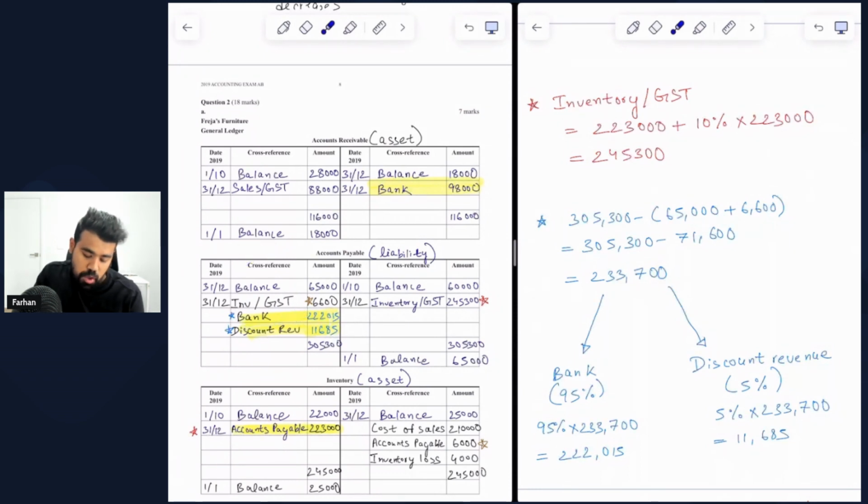Then we're also including the discount revenue of 11,685, which again reduces our obligation. And when our obligation goes down, our liability goes down, and we have to debit it. So that's what we have done. And then you should see things automatically add up and gives you the final balance for both debit and credit sides. Then again, do not forget to transfer the closing balance as the opening balance on 1st of Jan 2020, and that is 65,000, as you can see we have done here. So the first question is taken care of now entirely.